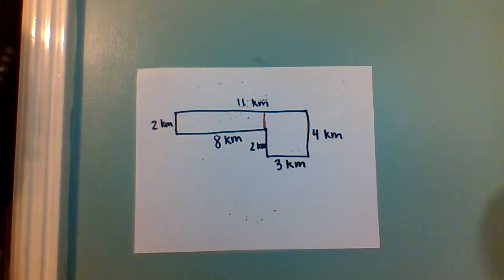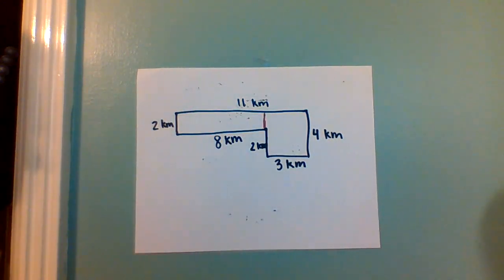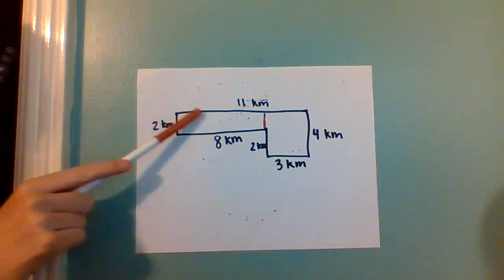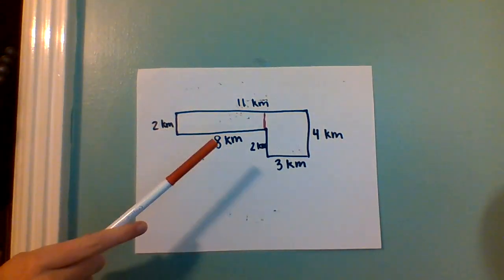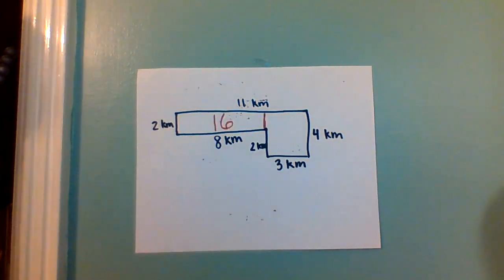And now, to find the area of this rectangle right here, I'm going to multiply. I'm not going to do that 11 because that 11 goes all the way over here. I'm going to do 2 times 8, and I get 16.